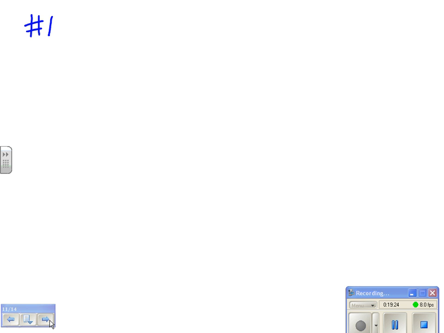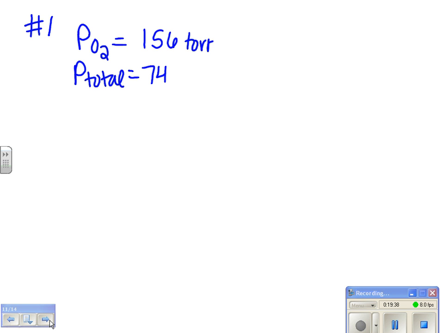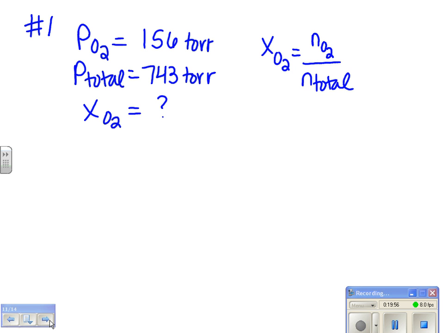How are we going to start number 1? We are going to start by writing down our givens. Pressure of oxygen is 156 torr. Total pressure is the atmospheric pressure or the air pressure. Air is a mixture of many gases. 743 torr. And you have to find the mole fraction, chi, for oxygen. Oh, that doesn't look so hard. Mole fraction for oxygen is equal to the number of moles of oxygen over the total number of moles. What? Or, Mrs. Gill?